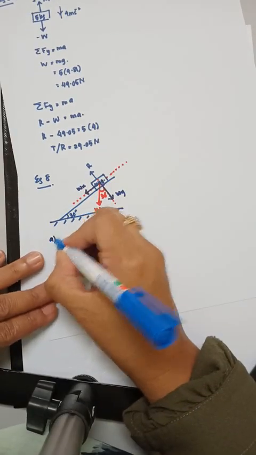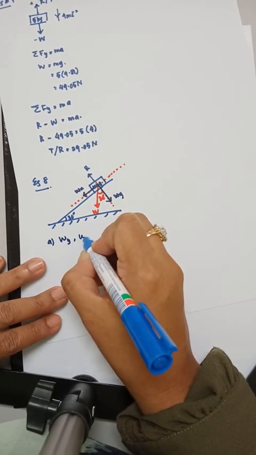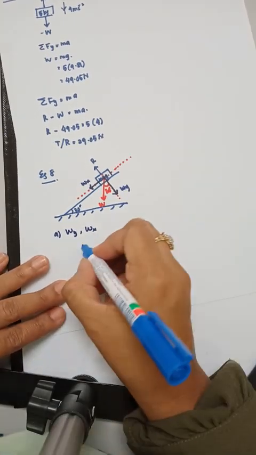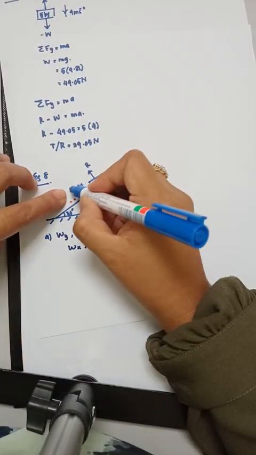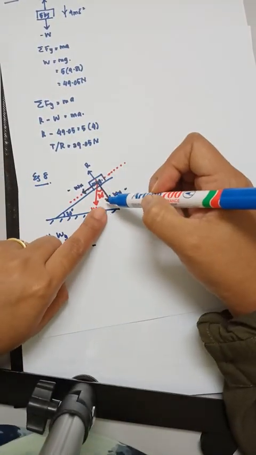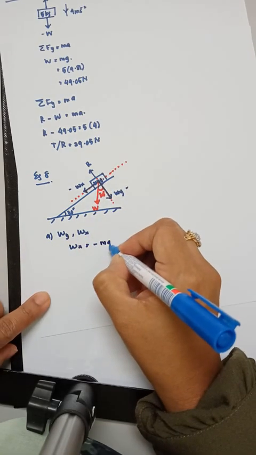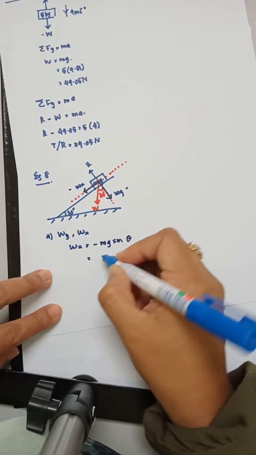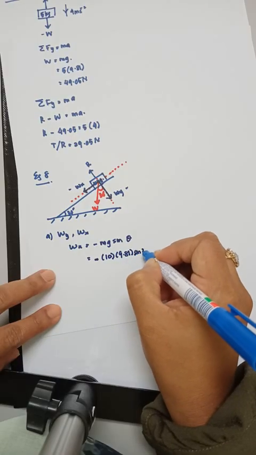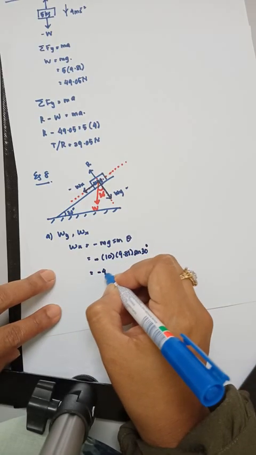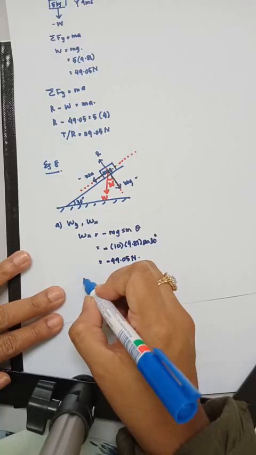So soalan untuk A, find the component of weights of the body. Okay, component dia adalah component X and component Y. So component X, okay, komponen X ni negatif, sebab sini negatif, sini negatif. Negatif berapa? Sini WX kan? So, dia akan ambil sin. Okay. MG sin theta. Negatif 10, 9.81 sin 30. So, negative 49.05 Newton. So, be careful lah with the negative and positive.